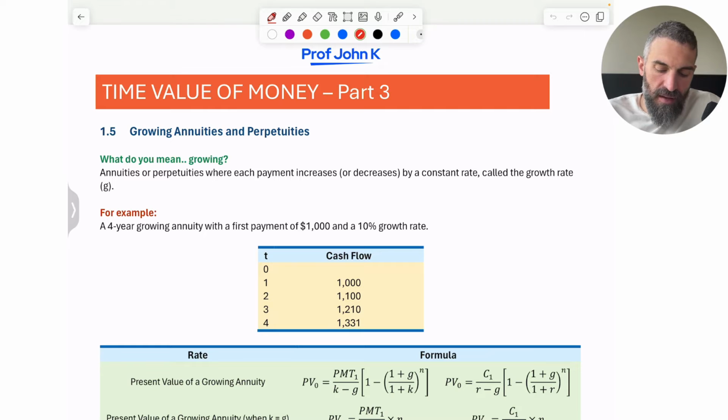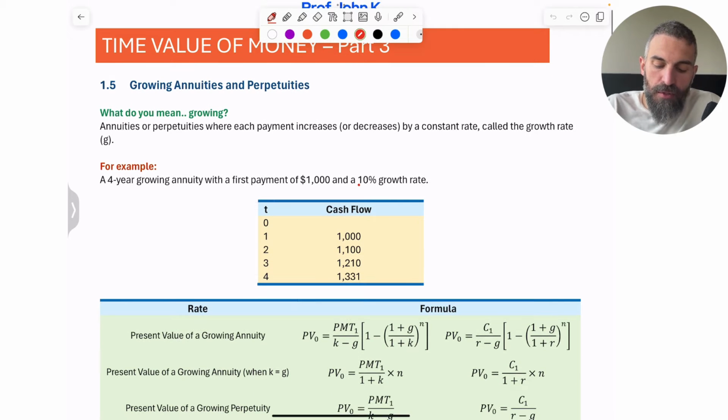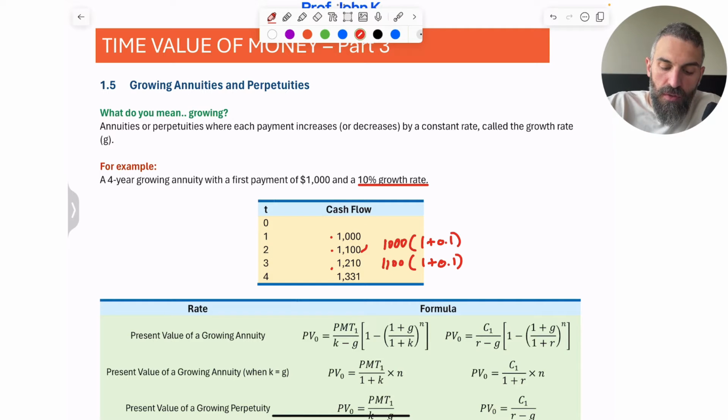So imagine, and I have an example here, that we have a growth rate of 10%. Well, instead of every cash flow being 1,000, the cash flow in year 2 is going to be the cash flow in year 1, which is 1,000, times 1 plus the growth rate. We're going to add basically 10%. Then the cash flow in year 3 is going to be the cash flow in year 2 times 1 plus 10%. So we often say that your cash flow in any given period is the period before times 1 plus G.